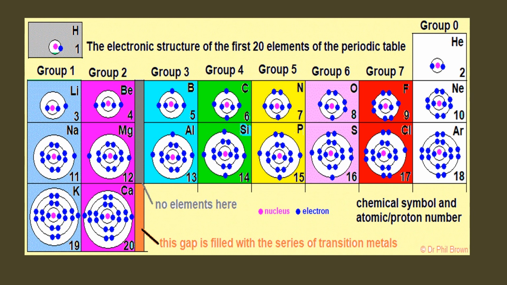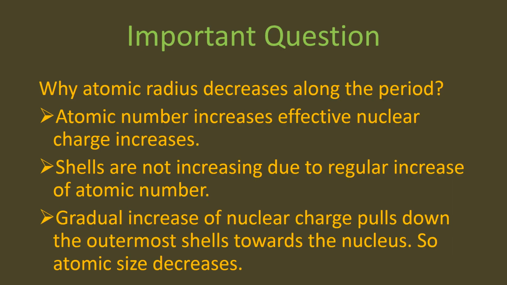In the case of periods, the shell will not increase. If I talk about period number 2, this is period number 2: lithium, beryllium, boron, carbon, nitrogen, oxygen, fluorine and neon. You can see here that the shell is not changing. The principal quantum number will remain the same in the same period. Here I am talking about period number 2.